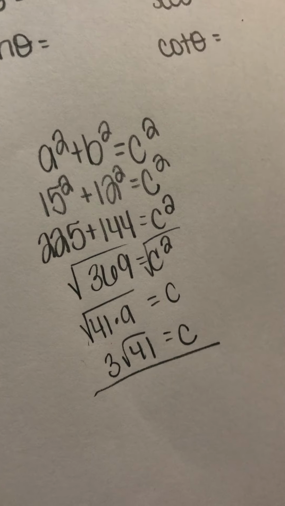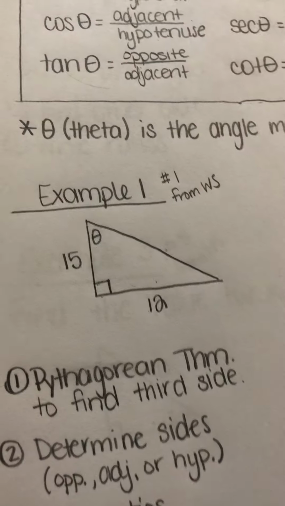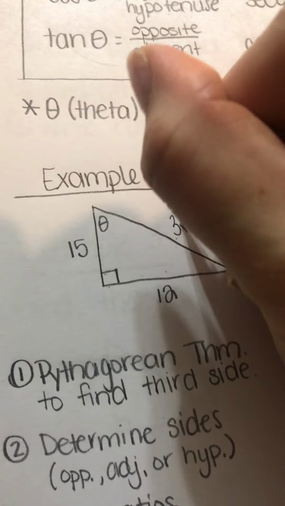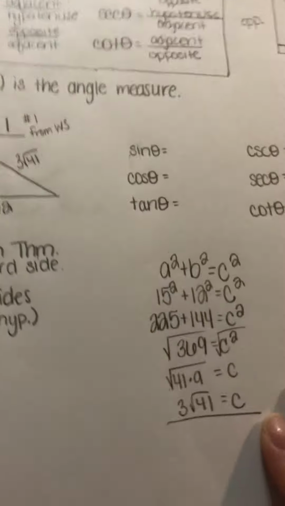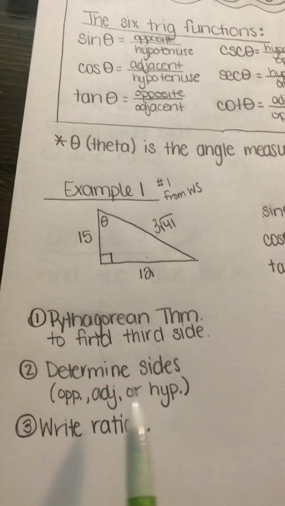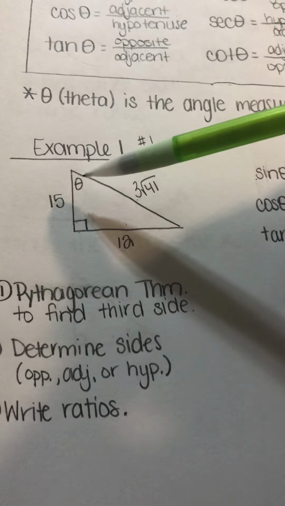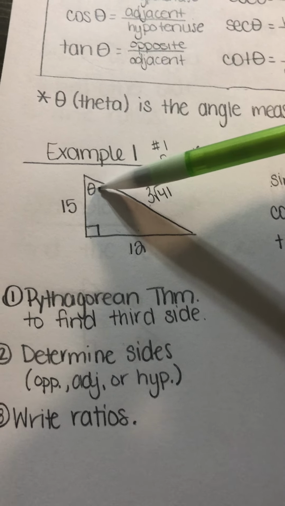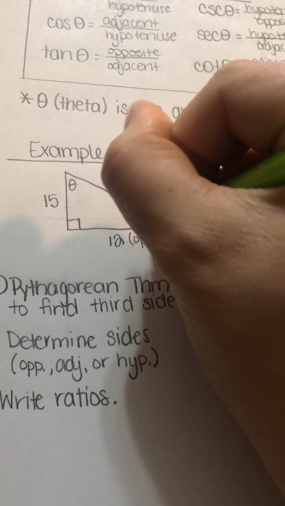So once you know this, then we can fill in all of the trig functions. So I'm going to go ahead and write that up here, 3 square root of 41. All right, so let's go ahead and determine which sides are the opposite, adjacent, or hypotenuse. So starting from theta, remember, opposite is directly across from theta. It's the opposite of it. So this one's opposite.